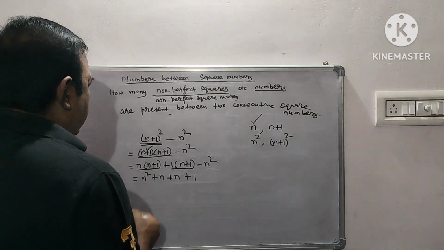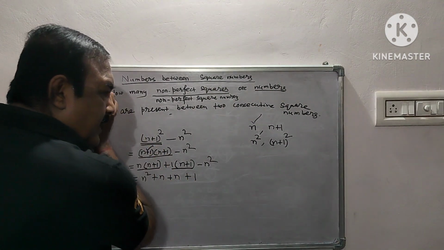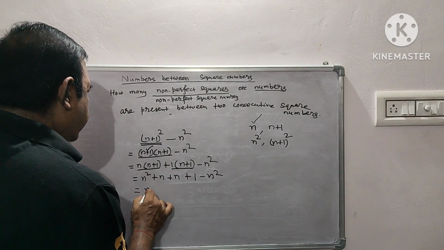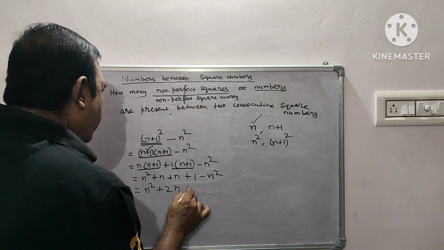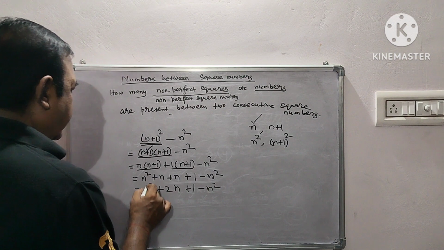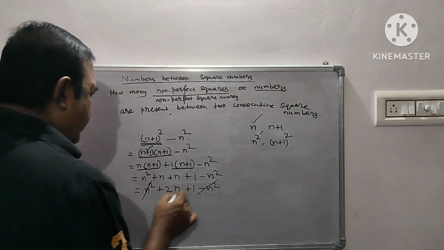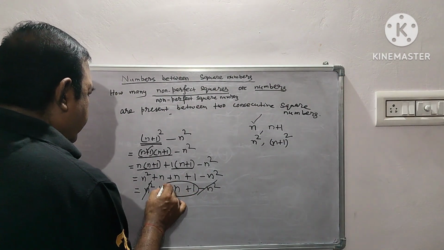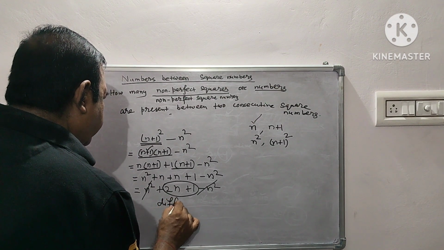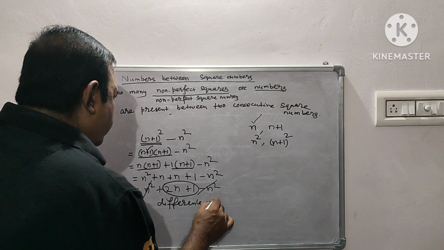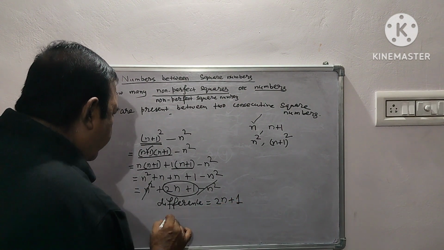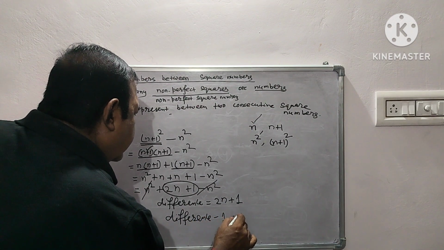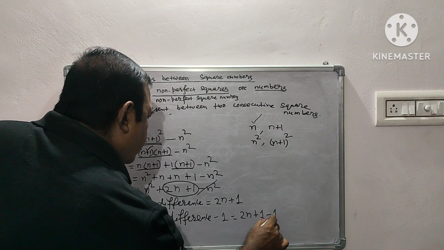Okay? And also we are applying the same here. We are applying the distributive property of multiplication over addition here. So n square plus 2n plus 1 minus n square. You see, plus n square and minus n square cancel each other. So what is the difference? Difference is 2n plus 1. So difference minus 1 is equal to 2n plus 1 minus 1, that is equal to 2n.